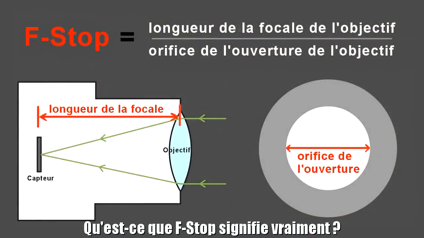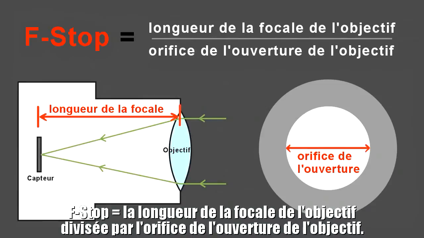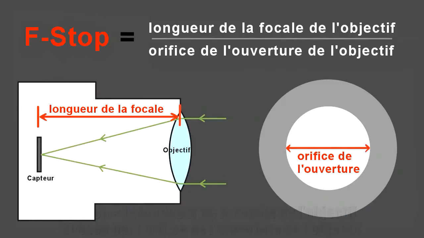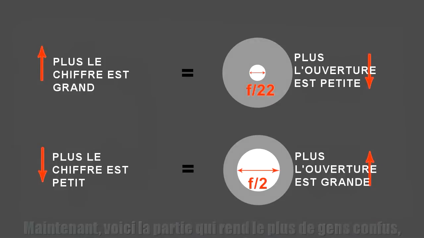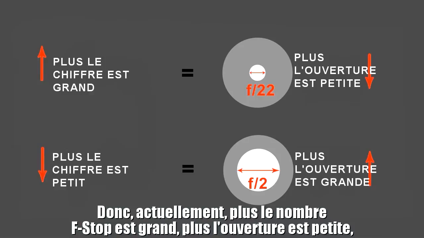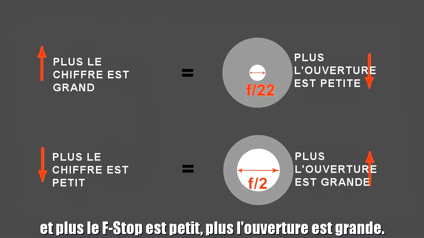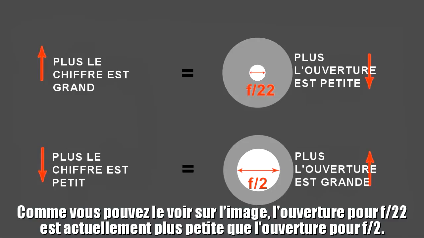What does the f-stop actually stand for? F-stop equals the focal length of the lens divided by the aperture opening of the lens. And now comes the part which makes a lot of people confused, because you have to think backwards. The bigger the f-number, the smaller the opening. And the smaller the f-number, the bigger the opening. As you can see in the picture, the opening for f22 is actually smaller than the opening for f2.